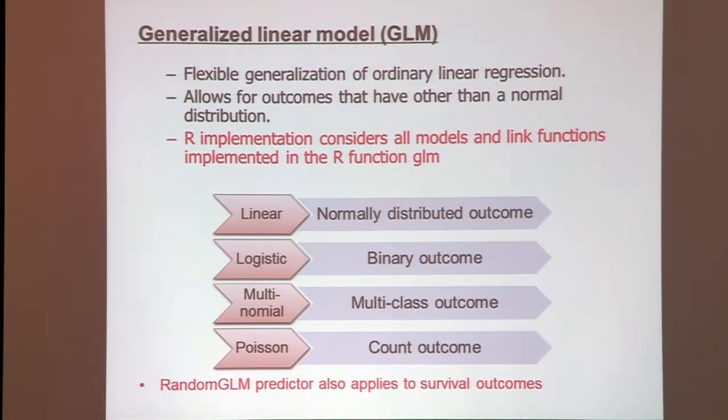Now, another outcome I mentioned is censored survival time, and that is not modeled using a generalized linear model. It's often modeled using a Cox model. But I just tell you right away that our software allows you to also predict censored outcomes. So in any event, this is a little footnote: Random GLM, the software I will describe shortly, can also apply to survival outcomes.